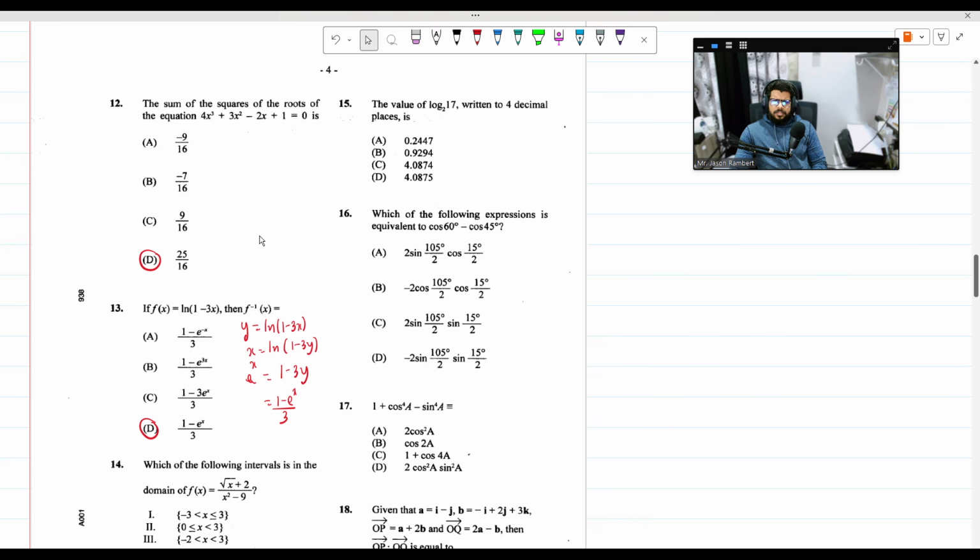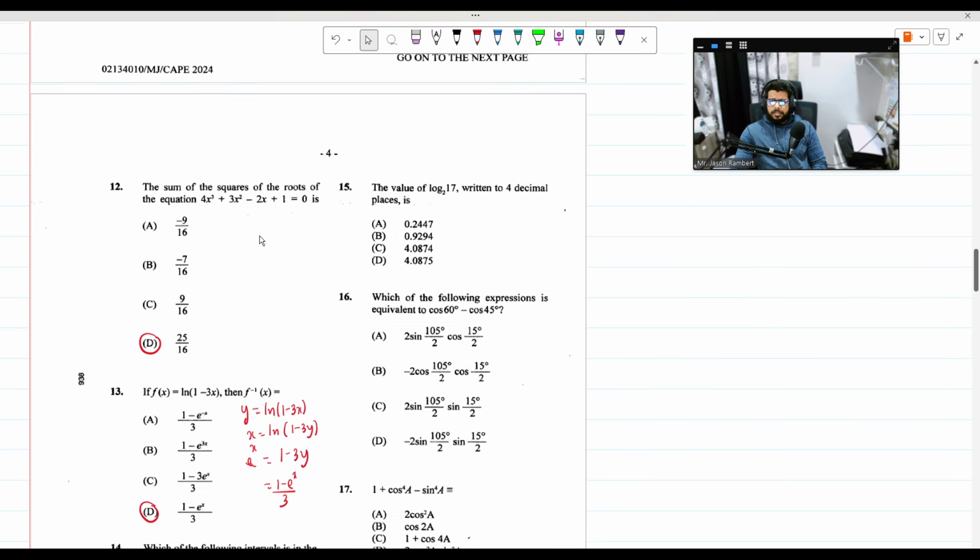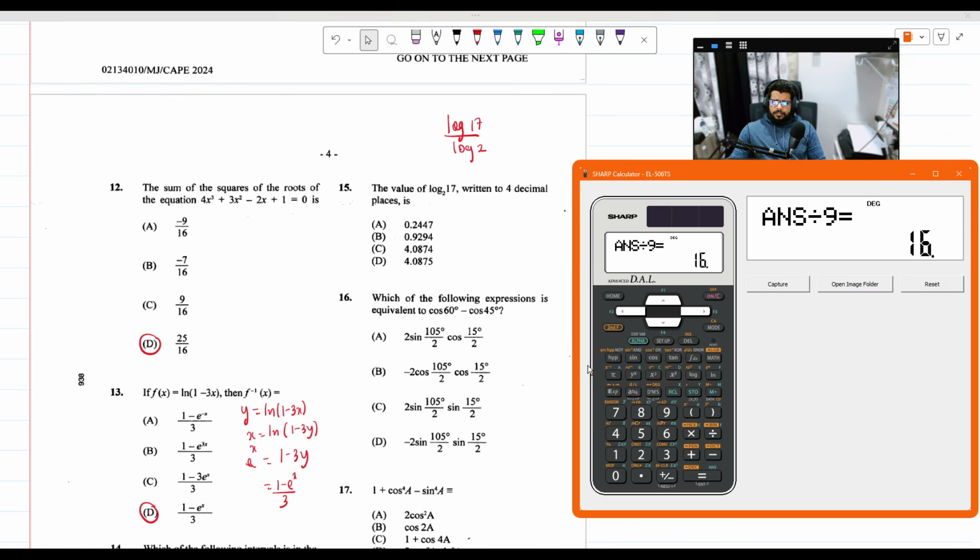The value of log 17 to base 2 written to 4 decimal places is... some of our calculators could do this. For my calculator, I will have to change the base as log 17 over log 2. I'm changing it to base 10, so I can use my calculator. Log 17 divided by log 2. 4 decimal places, we're looking at 1, 2, 3, 4. I'm looking at it ending in 5, so the answer is D.